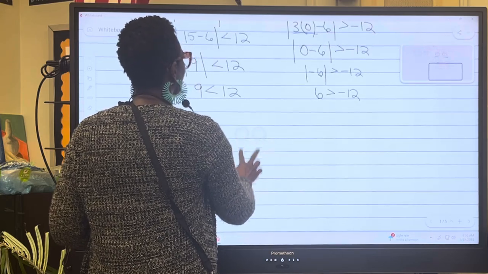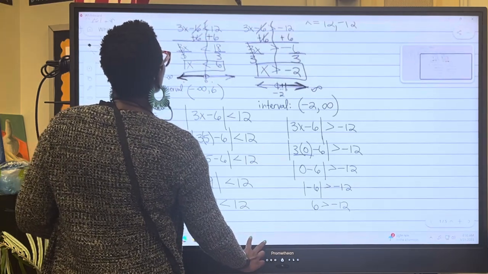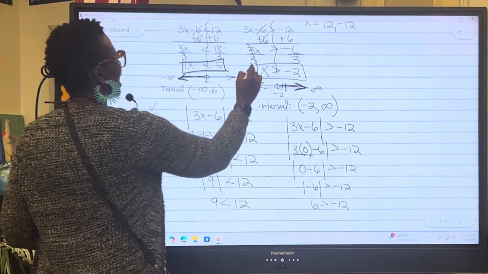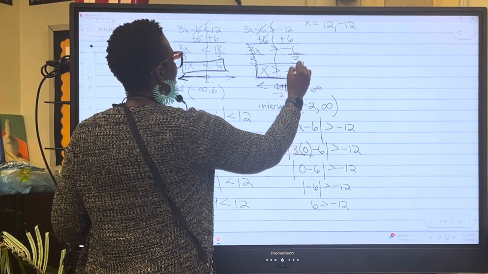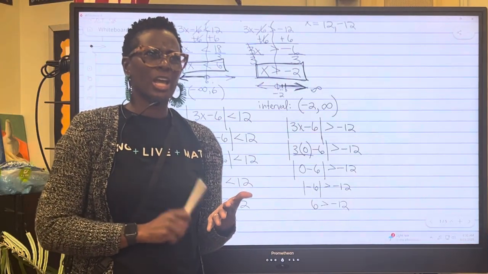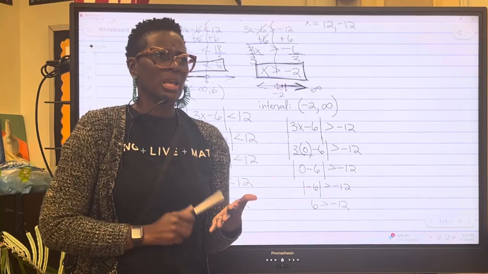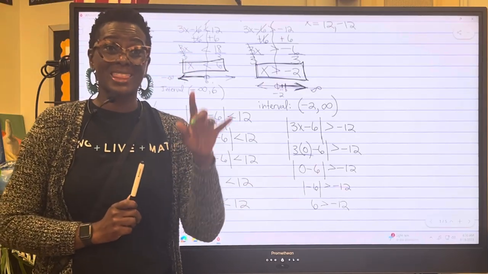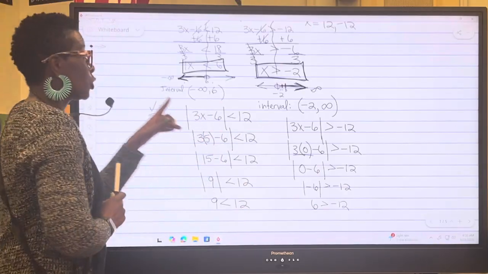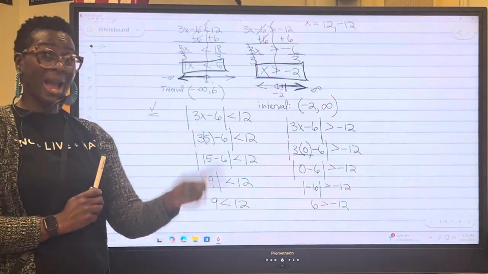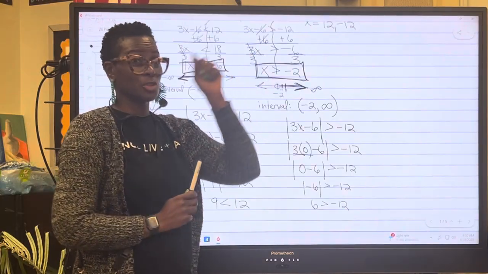So now what we want to do is create our solution set completely. So what were our two solutions? X is what? Less than 6, and X is what? Greater than negative 2. Why am I saying and, not or? Because it's not based on. Can we meet both conditions at the same time? Can you be less than 6 and at the same time be greater than negative 2?